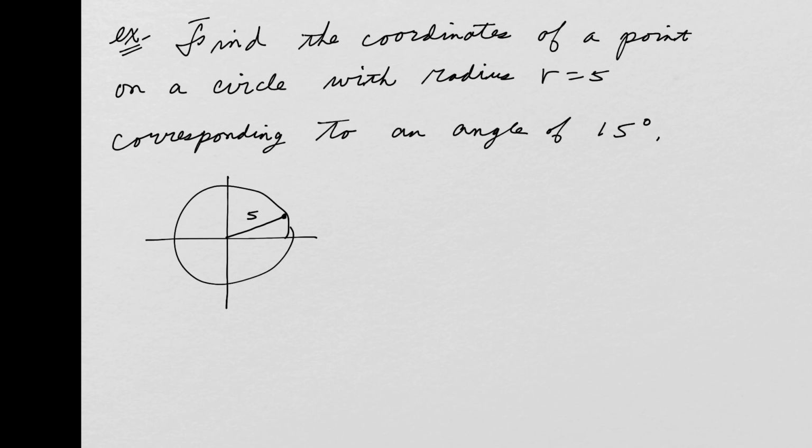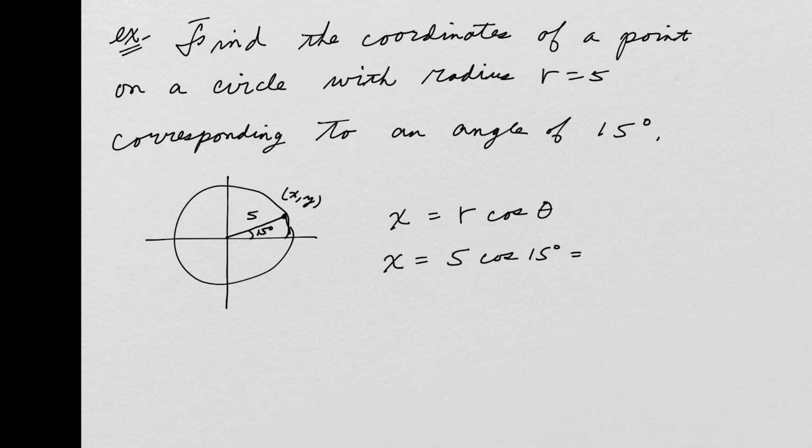and I want to find the coordinates, right? The x and y coordinates. Well, this angle is 15 degrees, right? We know that the x-coordinate is equal to r times cosine of theta. So the x-coordinate is going to equal 5 times cosine of 15 degrees. Okay, 15 degrees is not a special angle. So for this, you're going to have to approximate this by plugging into your calculator.